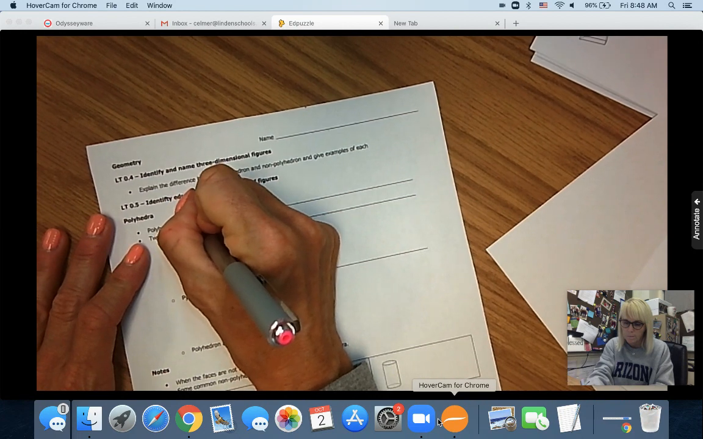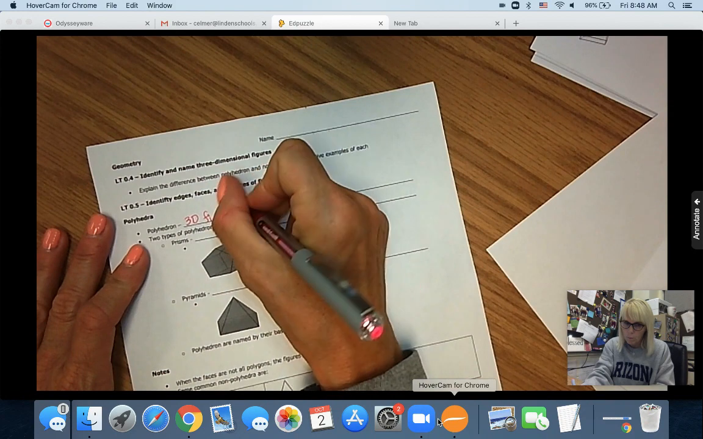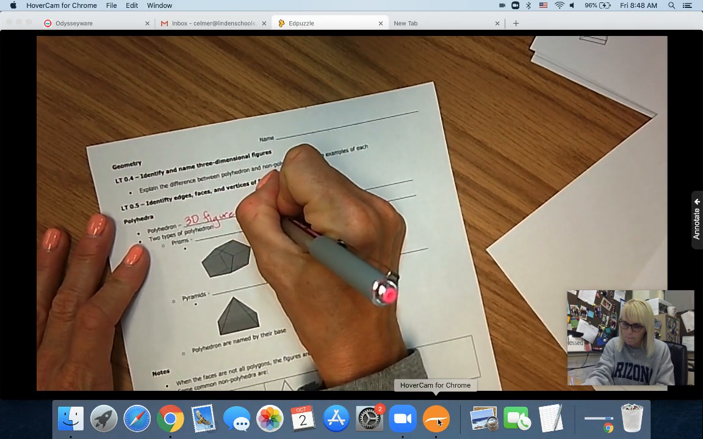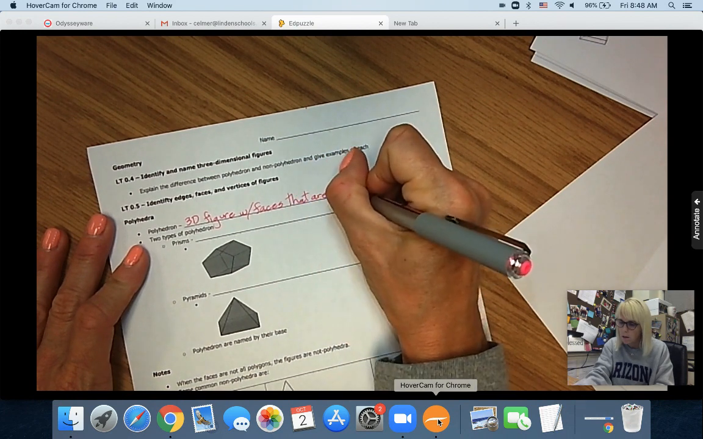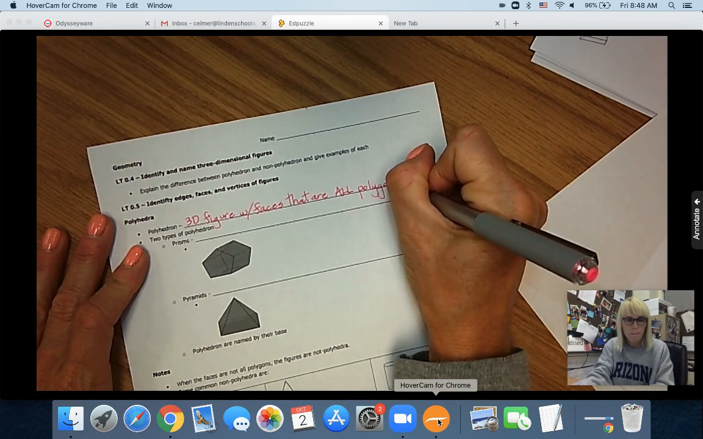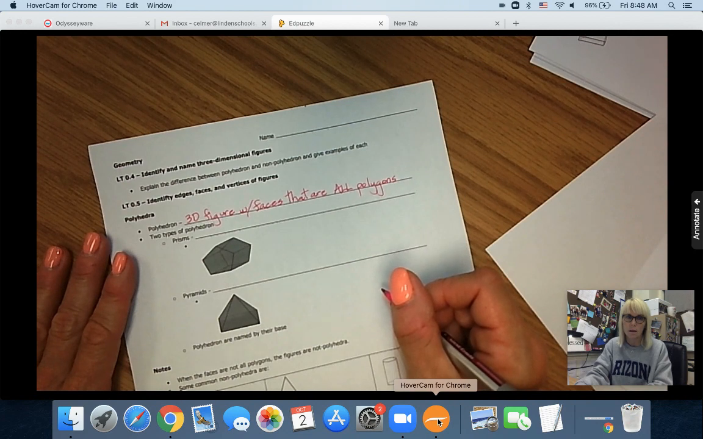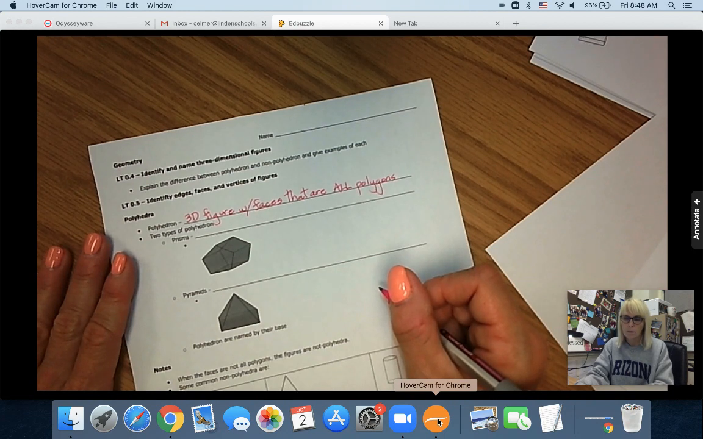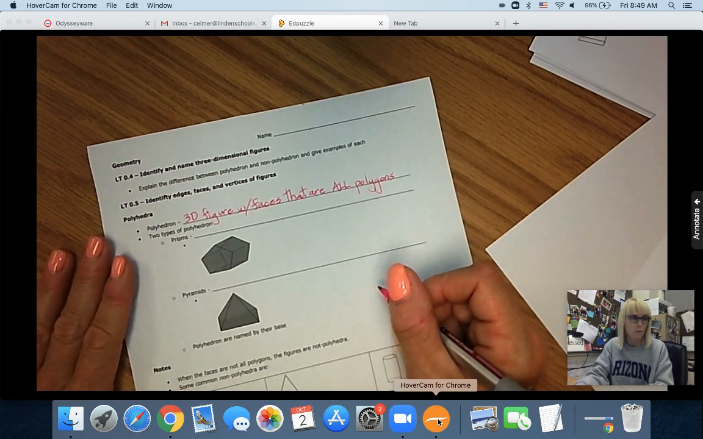So what is a polyhedron? Well, a polyhedron is a 3D figure with faces that are all polygons. Okay, so luckily you already know what a polygon is. A polygon has all straight sides and is a closed figure. So if you see a three-dimensional figure where the faces are not all straight sides, then that is not a polyhedron. And we'll look at examples in a moment.